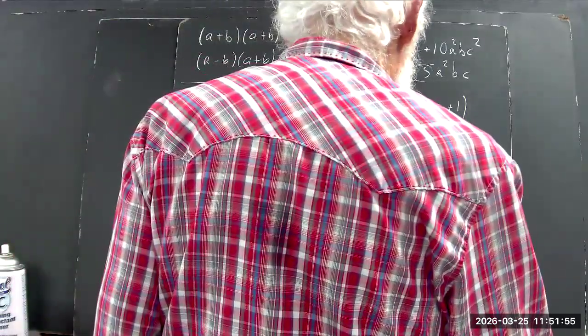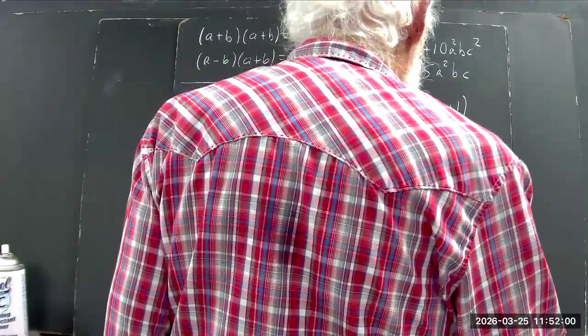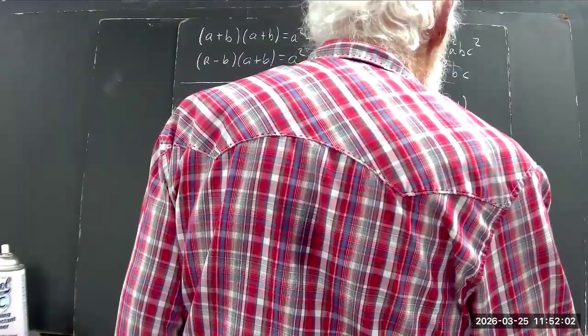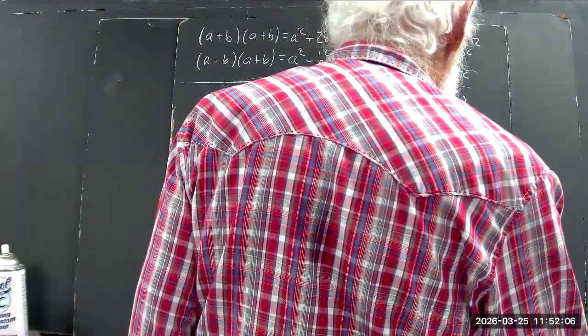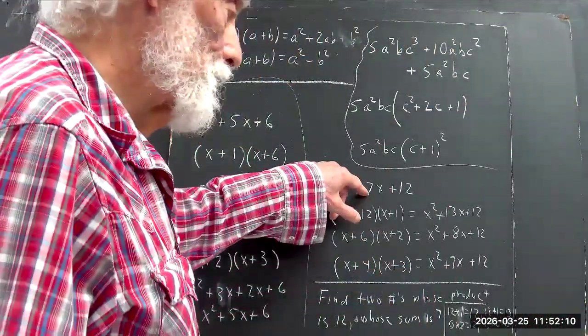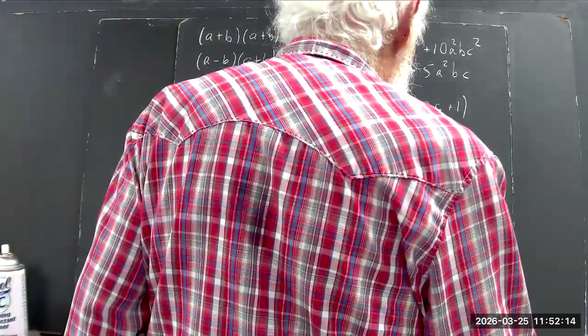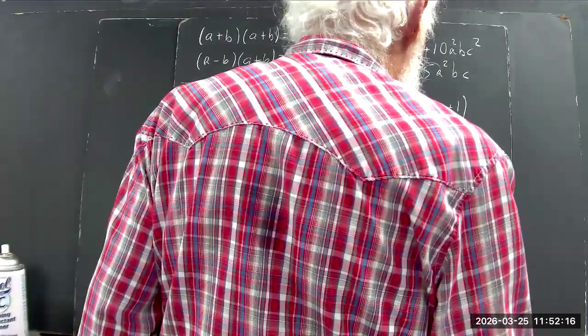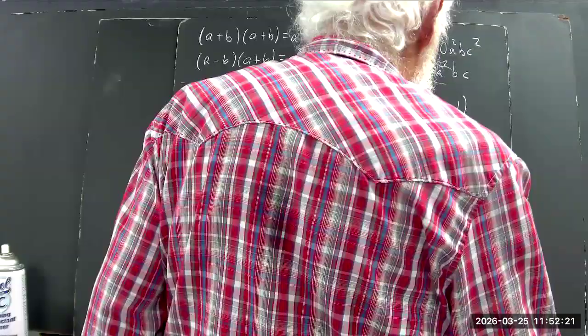And then we could try 6 times 2 equals 12. 6 plus 2 equals 8. And 8 is not 7. Okay, but we're getting close. And then we try 3 times 4, sorry, equals 12.